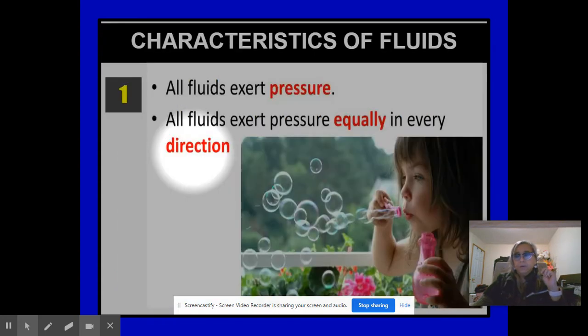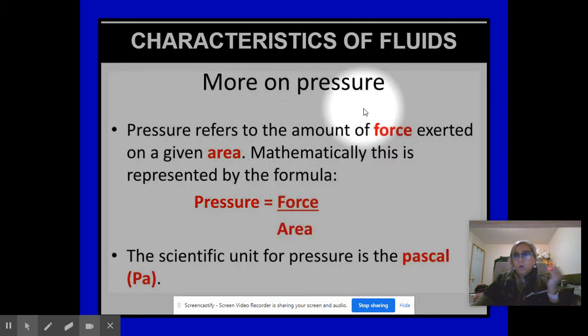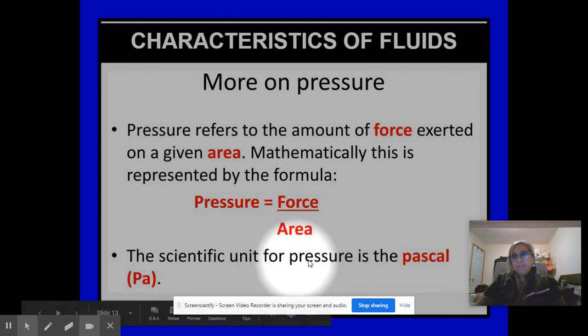Now, characteristics of fluids. Remember, one, all fluids exert pressure. All fluids exert pressure equally in every direction. Now, more on the idea of pressure. So, pressure refers to the amount of force exerted on a given area. Mathematically, this is represented by the formula: pressure equals force over area. Now, the scientific unit for pressure is the Pascal, and we usually represent it with a capital letter P, small letter a.